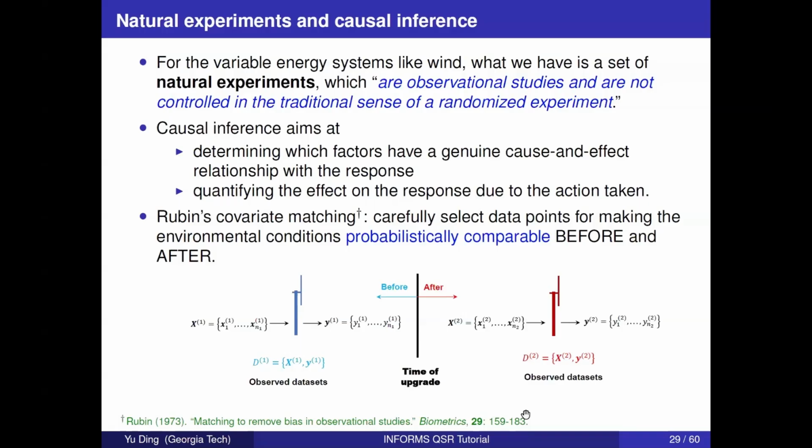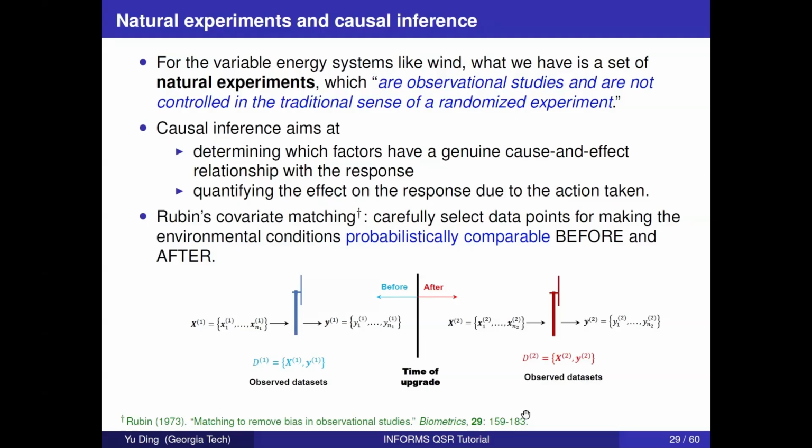Here, we actually invoke Don Rubin's covariate matching method, which he published more than 50 years ago, and which is still relevant in this type of setting. Causal inference is not really used that much in engineering systems. It's because for most engineering systems, it's pretty easy to do a physical experiment, the so-called CRT, controlled randomized test. So you don't really need causal inference. Now, the wind application presents one situation where an engineering system actually produces a set of natural experiments.